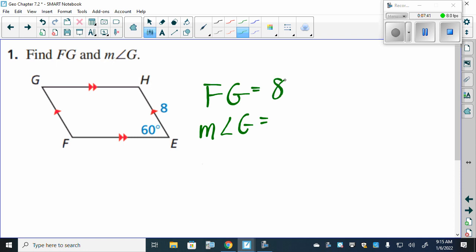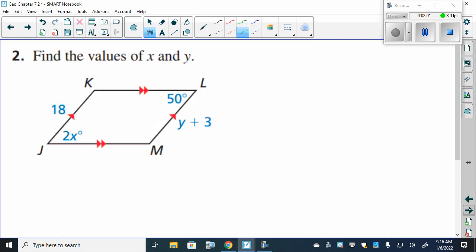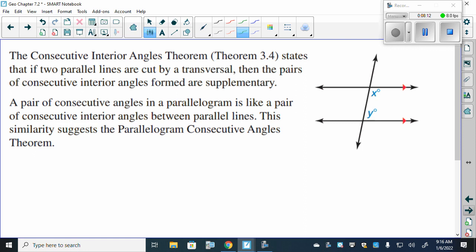FG would be 8, because the opposite sides are congruent, and our opposite angles are congruent as well. And that's it. That's even easier than the first two. Do we feel comfortable with this here? Okay. If we feel comfortable with this here, we can go on and move on to the next part.